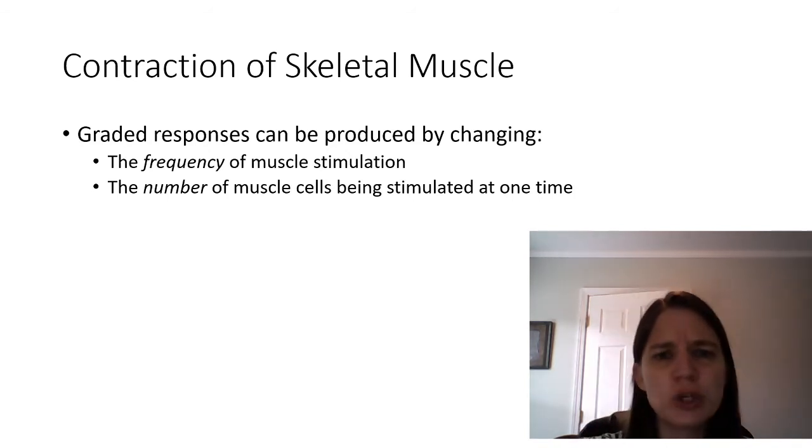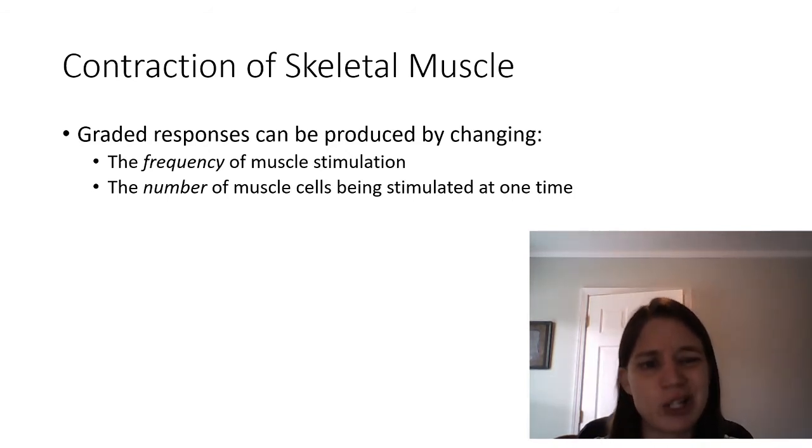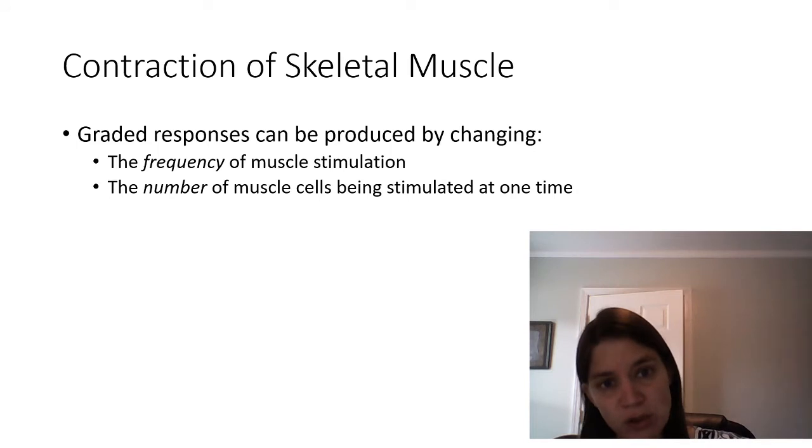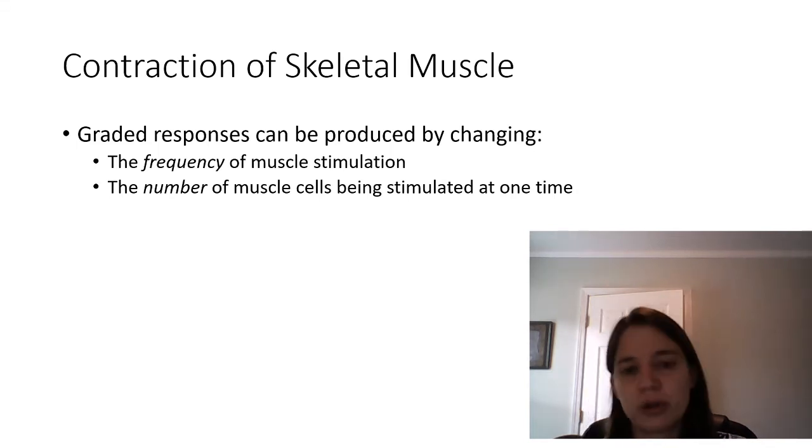So you produce these graded responses by either changing the frequency of stimulation, right? As your motor neurons send signals one after the other, after the other, it increases the stimulation. Or you increase the number of muscle cells being stimulated. So you send signals to a whole bunch of muscle fibers as opposed to just one or two or a few.